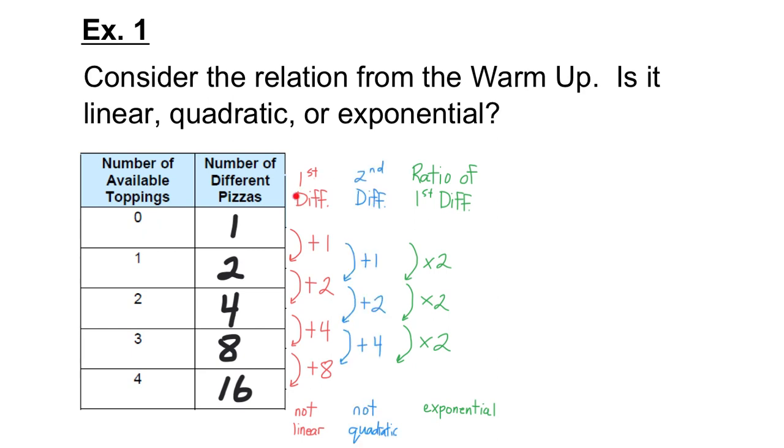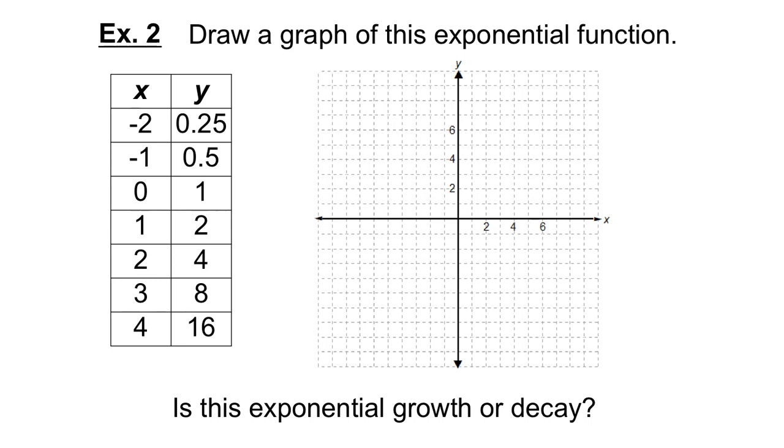So again, check your first differences. If they are constant, you have a linear function. If not, try your second differences. If they're constant, then you have a quadratic function. If not, try the ratio between your first differences. 2 divided by 1 was 2, 4 divided by 2 is 2, 8 divided by 4 is 2. If that number is constant, then you're dealing with an exponential function. So that's how you can tell whether you're dealing with a linear, quadratic, or exponential function based on a table of values. Now, this example is really just covering a basic skill and revisiting it.